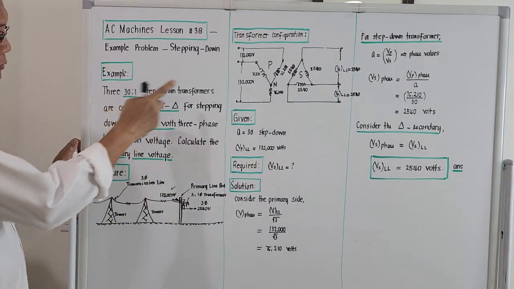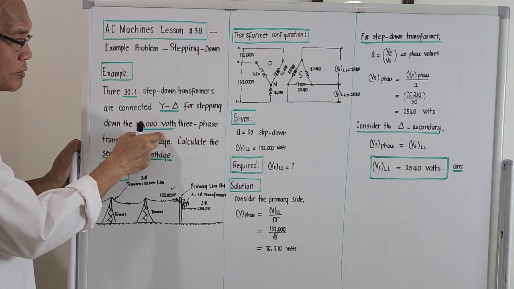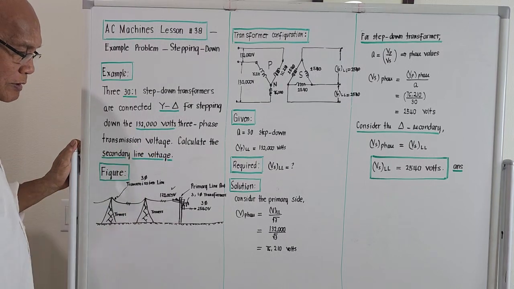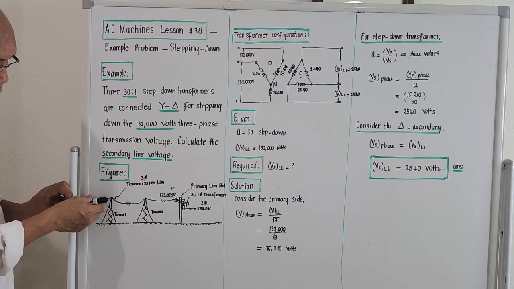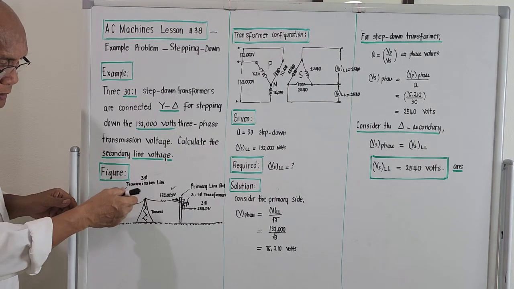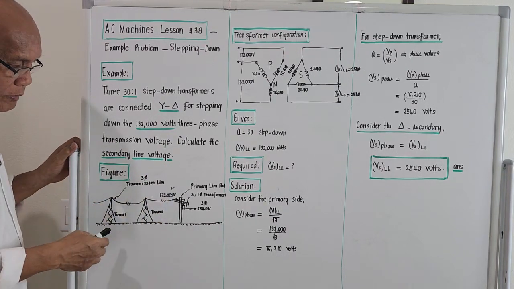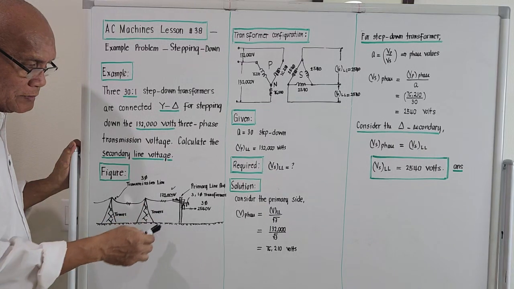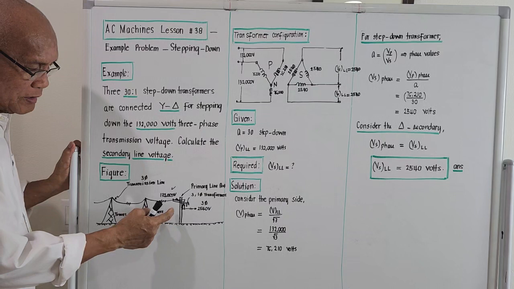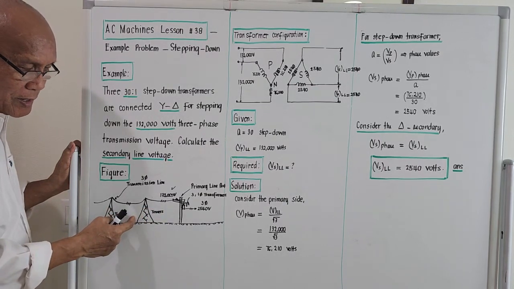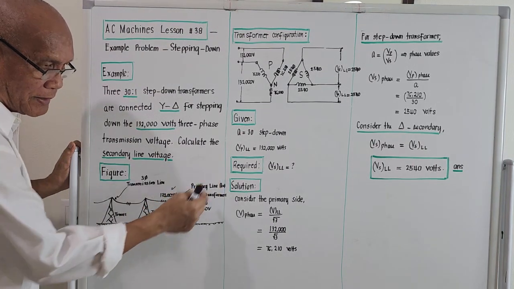I will try to read again the problem. Three 30:1 step-down transformers are connected Y delta for stepping down the 132,000 volts 3-phase transmission line voltage. So this emanates from the power plant. The power plant sends the voltage generated by the alternator through the transmission lines. At the end of the transmission line, which is connected to a wood post, it's not anymore a tower, right? We call that primary lines.